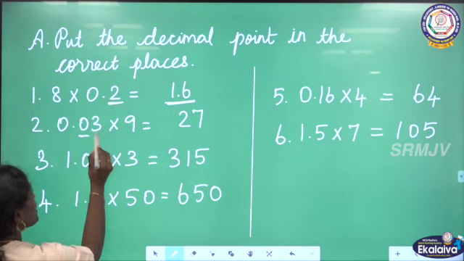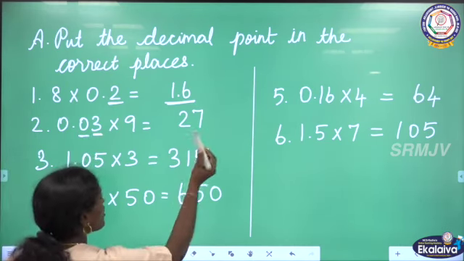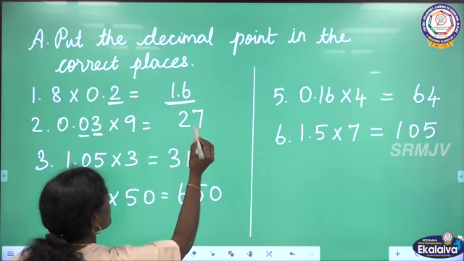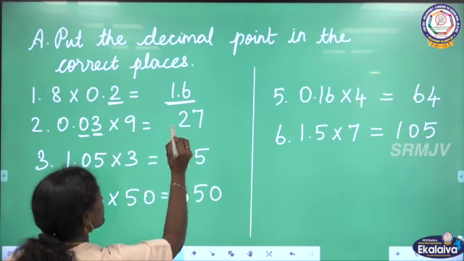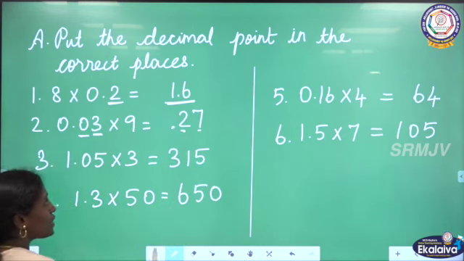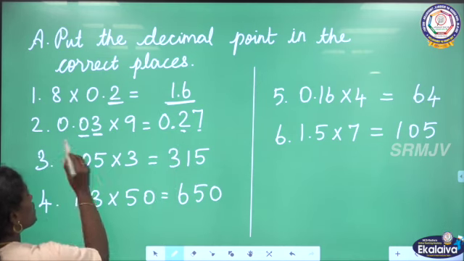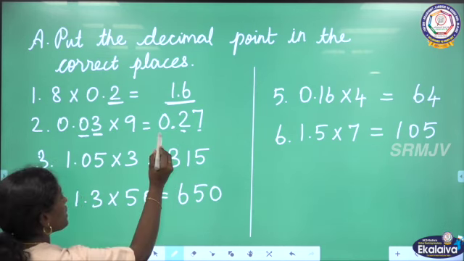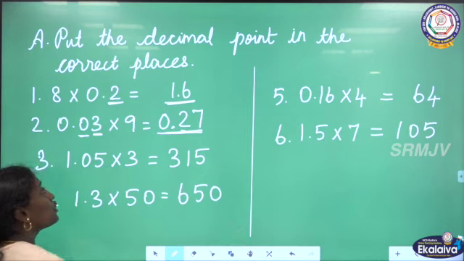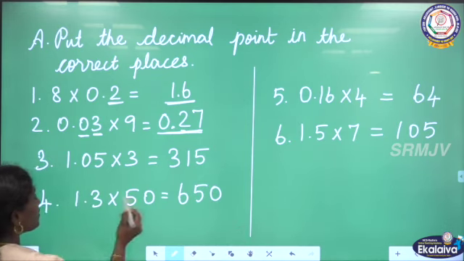See the next question, 0.03 into 9. Here how many decimal places are there? 2 decimal places. So, in the answer also we need 2 decimal places. So, from the last, before 2 digits, here 1, 2, before 2 digits we have to keep the decimal point. Here the whole number part is 0. So, 0.03 into 9 is 0.27.